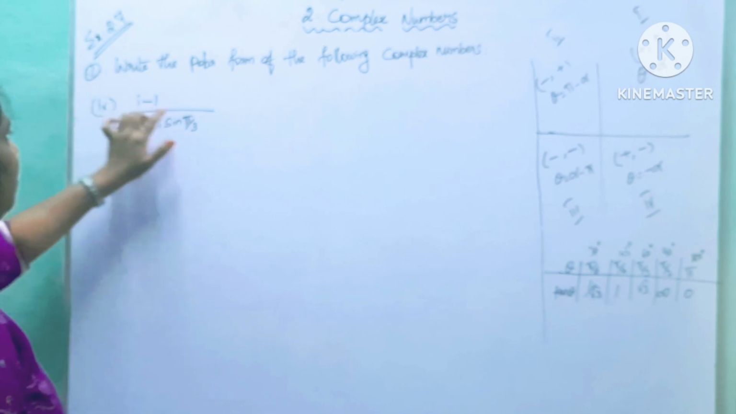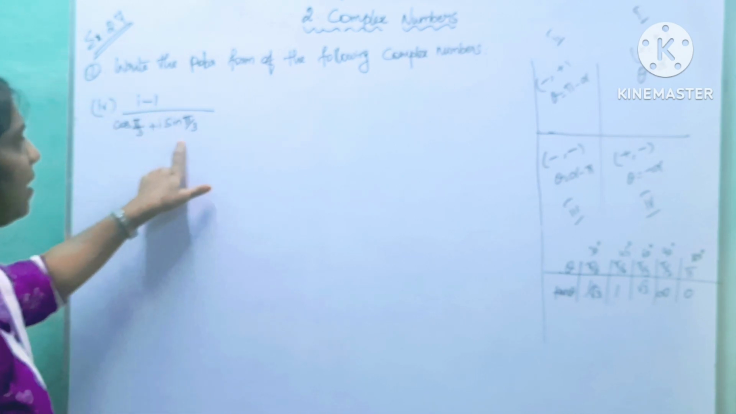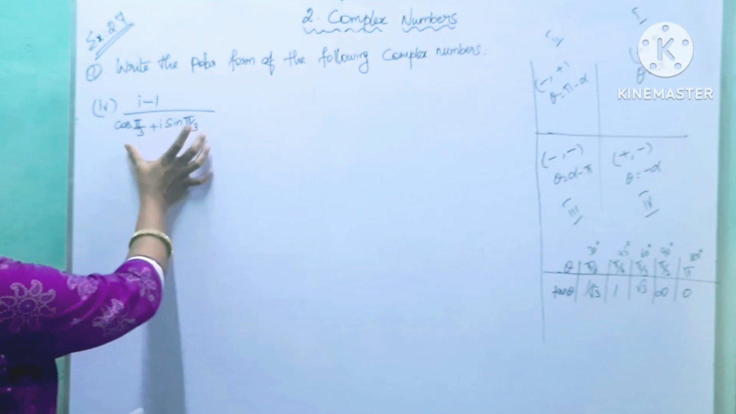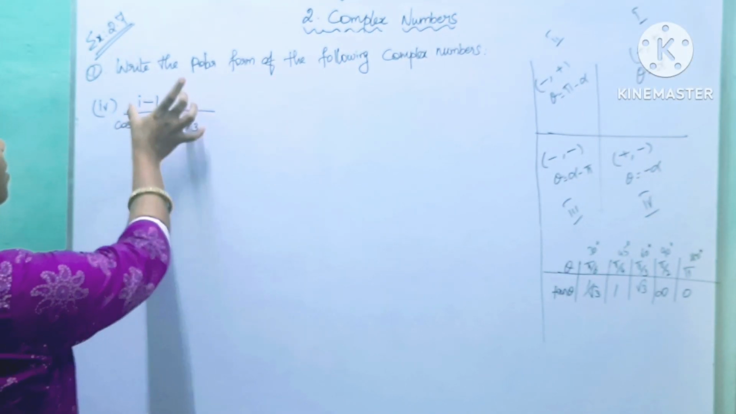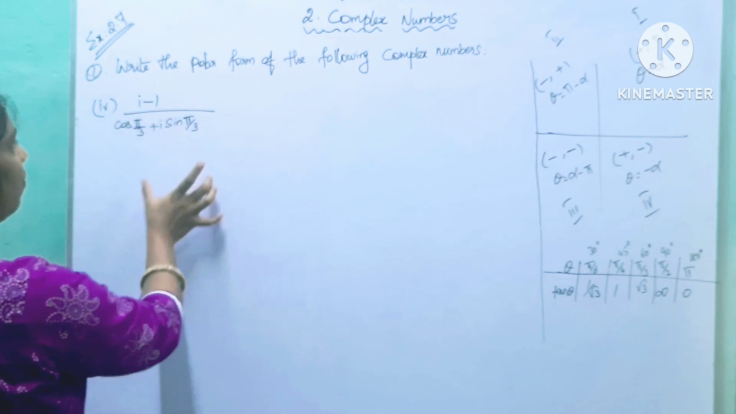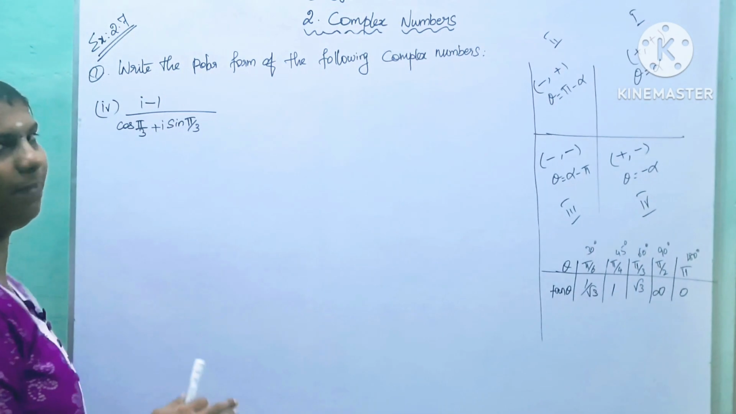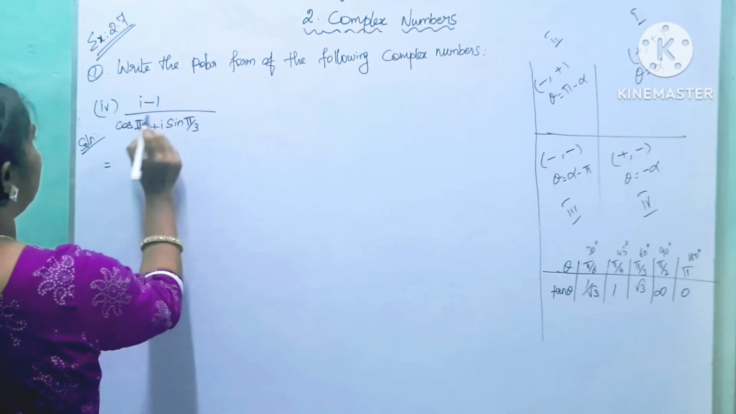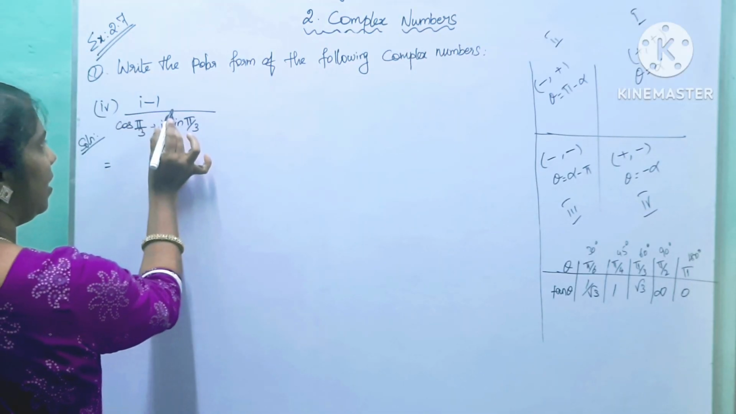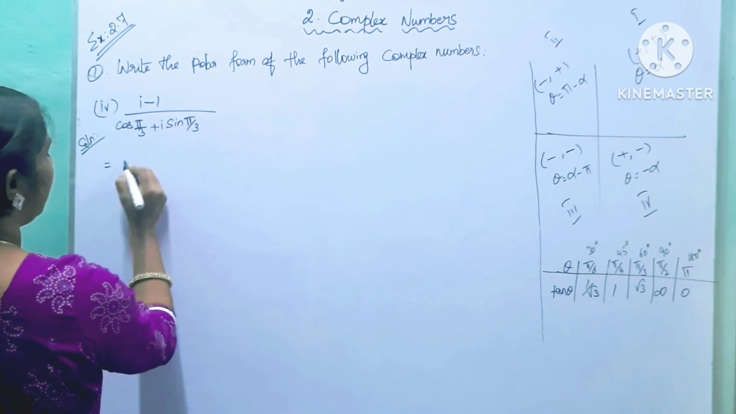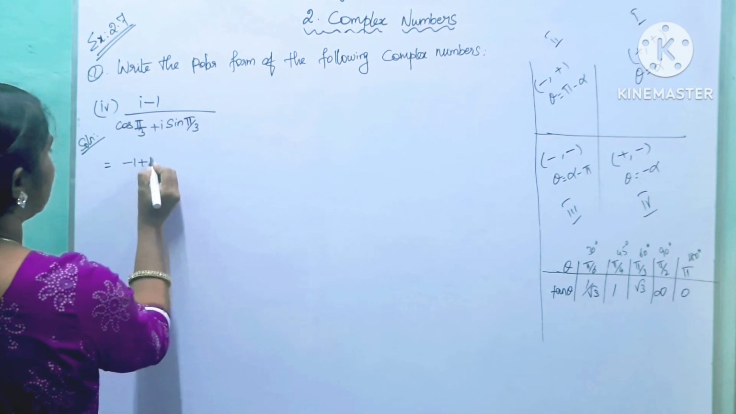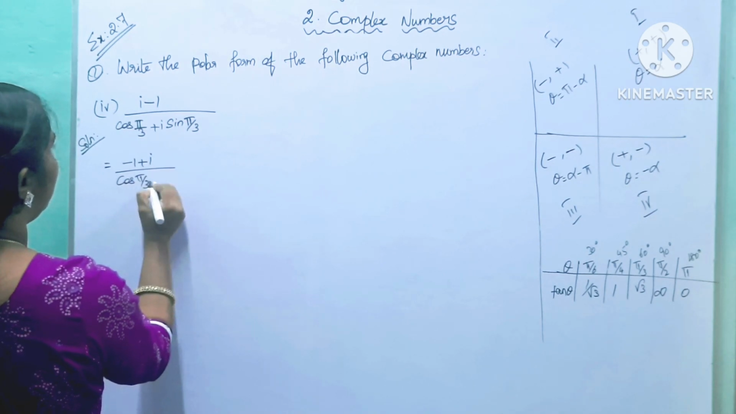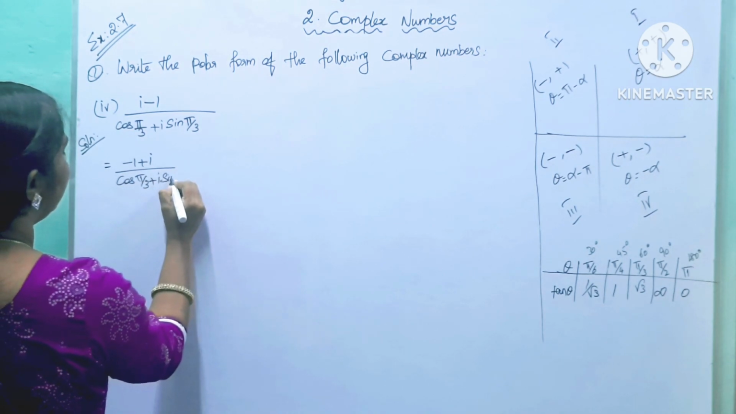Fourth subdivision, I minus 1 divided by cos pi by 3 plus I sin pi by 3 ஓட polar form கண்டுபிடிக்கணும். இதில் பார்த்தீங்கன்னா denominator already polar formல தான் இருக்கு. So, numerator first நம்ம polar formல கண்டுபிடிச்சிட்டு then simplify பண்ணி we can find out the simplified polar form. இதில் பார்த்தீங்கன்னா imaginary first இருக்கு, real second இருக்கு. First அதை நம்ம rewrite பண்ணிக்கலாம். minus 1 plus I divided by cos pi by 3 plus I sin pi by 3.